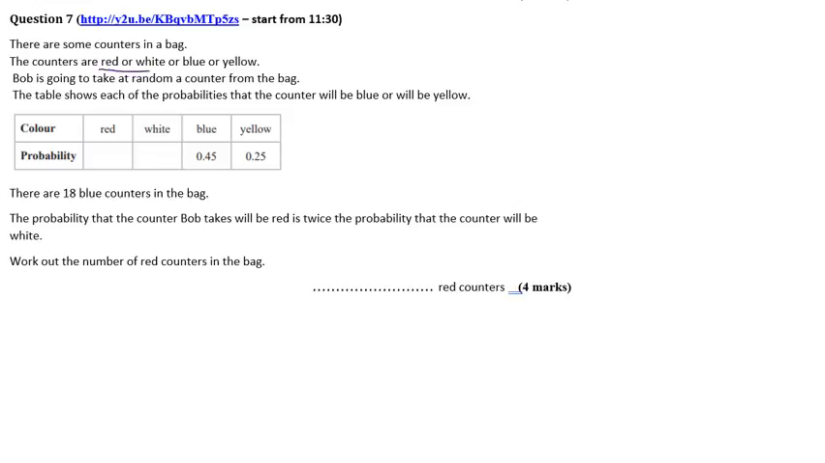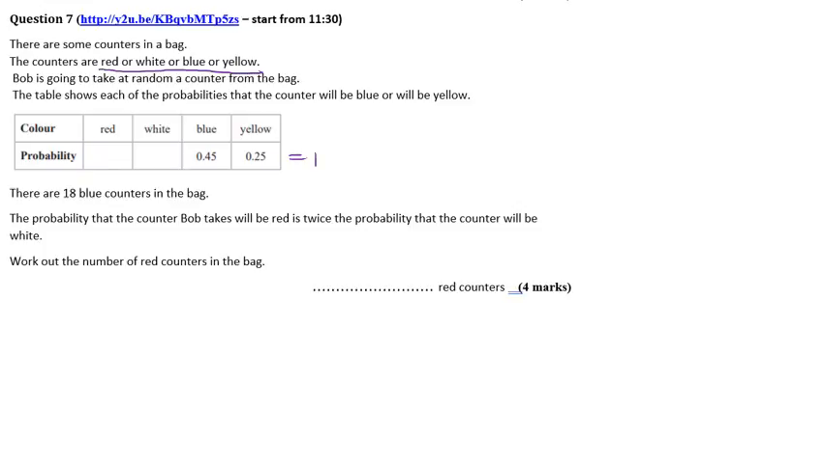We've got 4 different colour counters in a bag and one's taken at random. We're given the probability for blue or yellow, and we know that all 4 of these probabilities, because they are mutually exclusive events, it can't be red and white, it can just be one or the other, and because they're exhaustive, there's no other colours in there, we know these are all going to add up to 1.